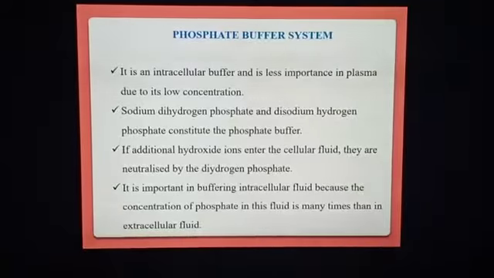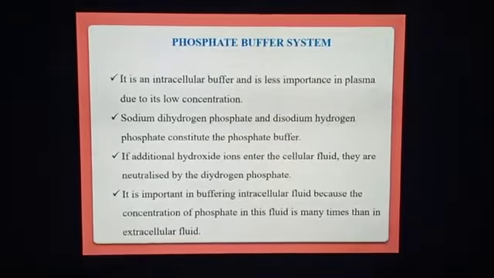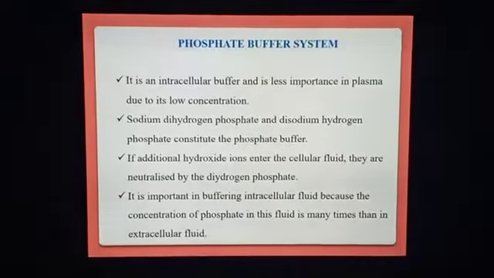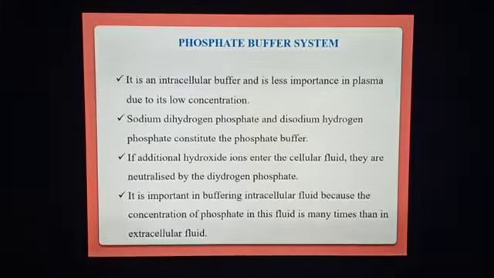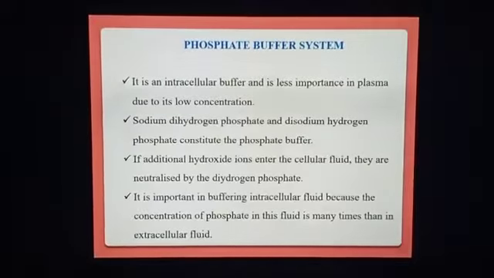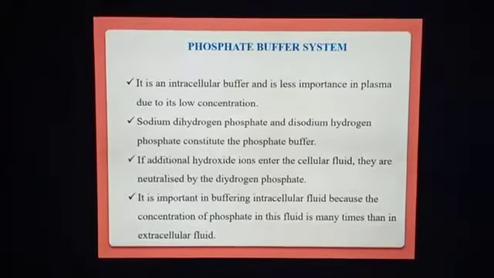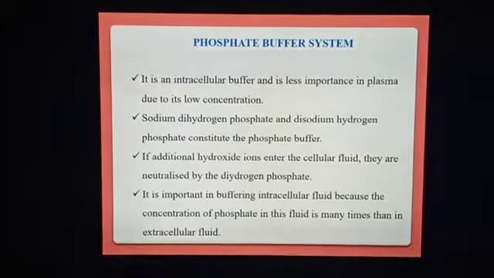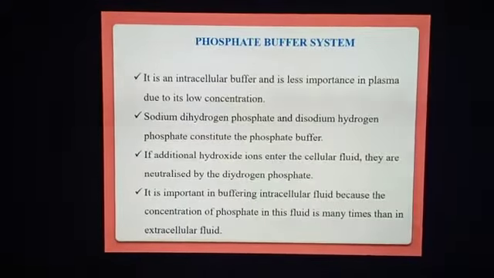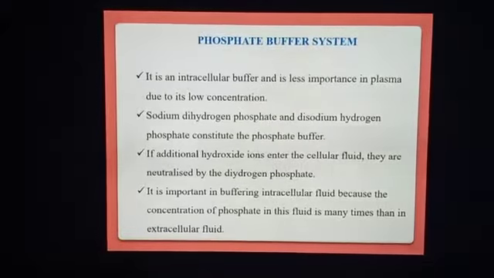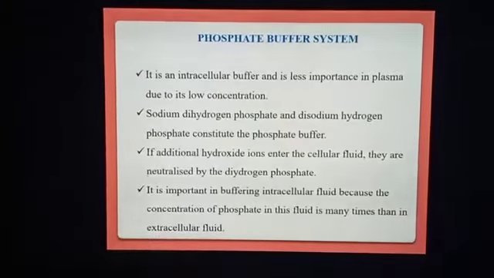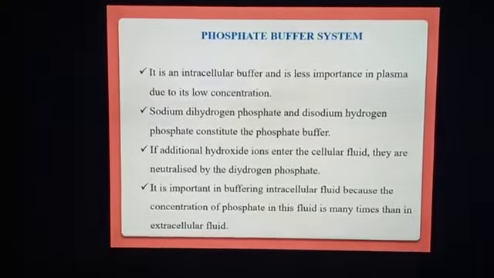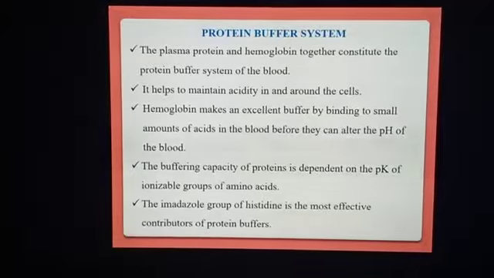Phosphate buffer system: it is an intracellular buffer and is of less importance in plasma due to its low concentration. Sodium dihydrogen phosphate and disodium hydrogen phosphate constitute the phosphate buffer. If additional hydroxide ions enter the cellular fluid, they are neutralized by the hydrogen phosphate. It is important in buffering intracellular fluid because the concentration of phosphate in this fluid is many times more than in extracellular fluids.